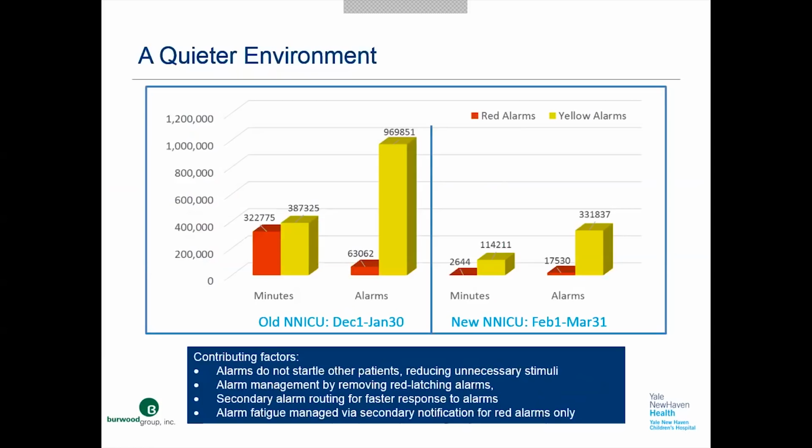Implementing those changes, having the tiered alarms for SpO2, changing the red alarms to be non-latching, we reduced not only the number of alarms we had, but also our minutes that the alarms were sounding. We dropped from 322,000 to 2,600 minutes just for red alarms and down to 114,000 minutes for yellow alarms. And with that, I will pass it back to Tim.